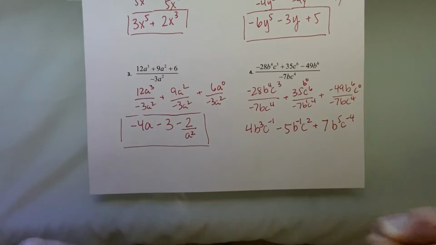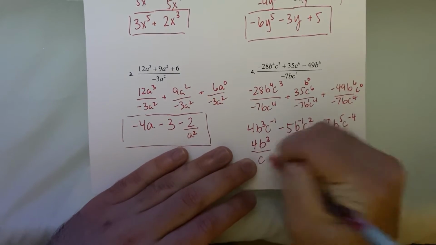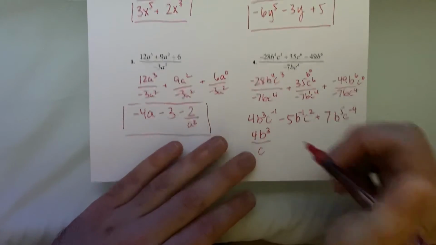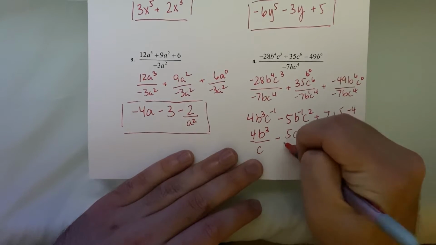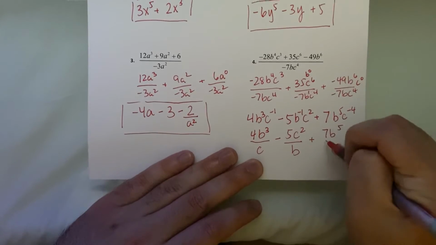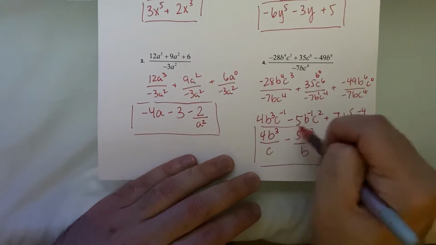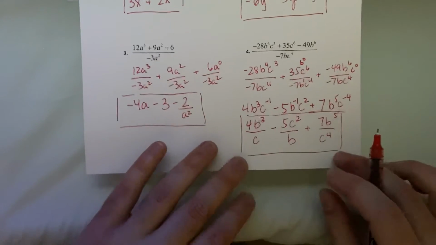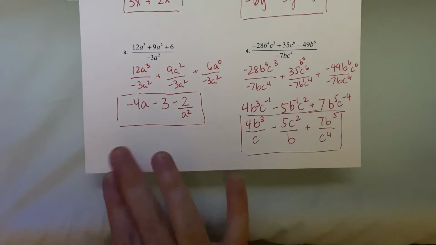And remember, anything with a negative exponent goes to the denominator and becomes positive. So 4b cubed over c to the positive first, which is just c, minus 5c squared, that's positive, over b, because that one was negative, plus 7b to the 5th over c to the 4th. So these can get pretty complicated with lots of terms and some larger terms in the denominator, but it's still the same strategy.